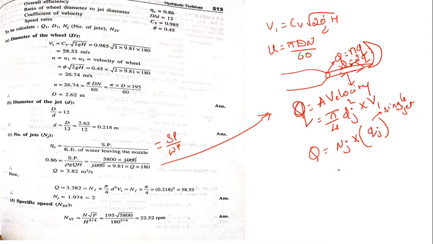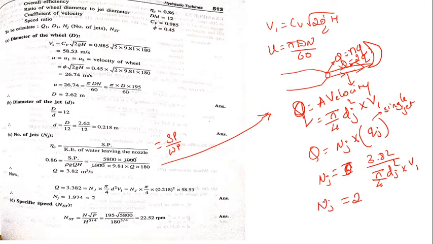So total discharge Q is equal to number of jets into discharge of a single jet. So number of jets is equal to Q, the total discharge, which you have found using the overall efficiency formula, that is 3.82, divided by the discharge of a single jet, that is pi by 4 dj square v1. dj you know, v1 also you know. Substitute it, you will get 1.974. Number of jets cannot be a decimal, so it has to be a whole number. Round it off to the nearest number, so the number of jets is equal to 2.